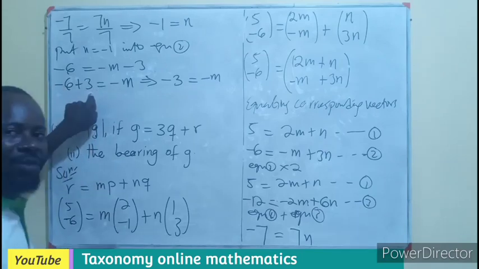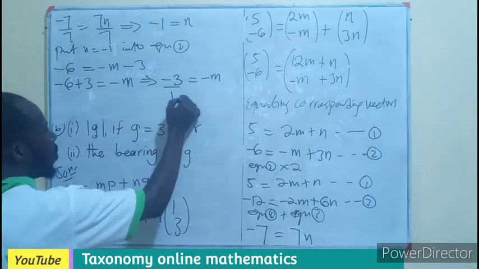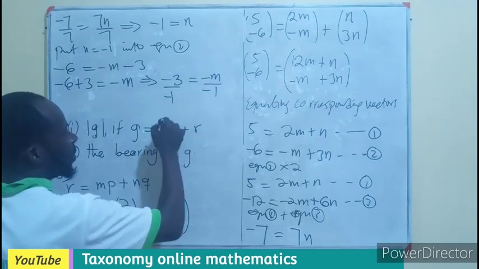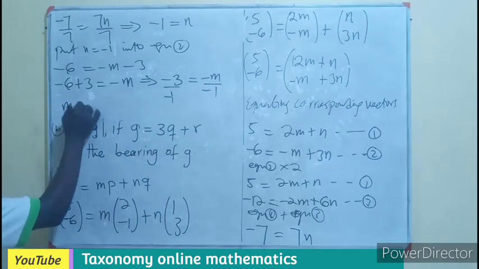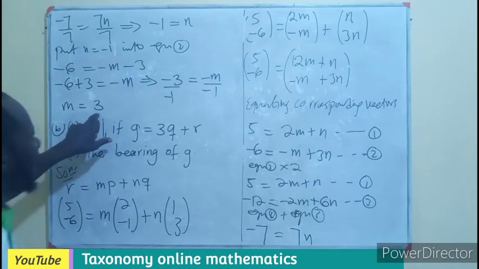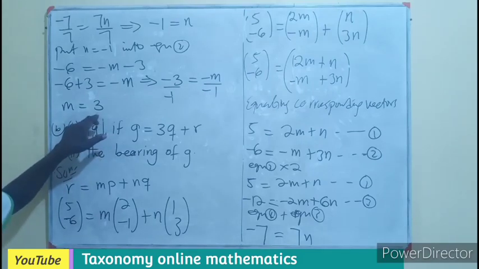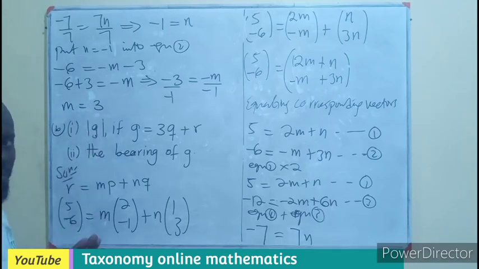We divide by negative 1, or multiply through by negative 1. So dividing by negative 1 makes m equal to 3, and n is minus 1. So that's the value we are asked to find. So we are done with the first part.